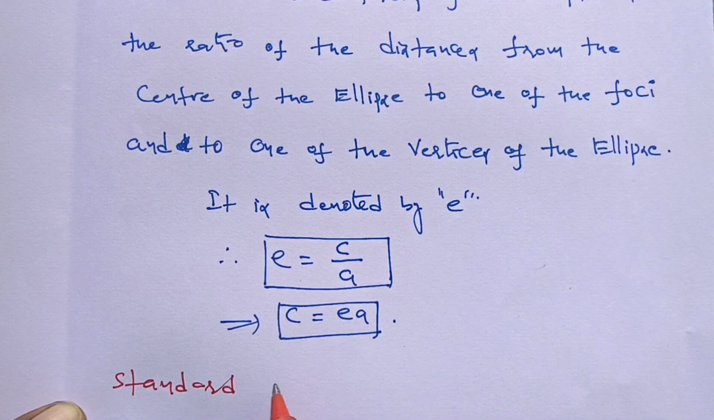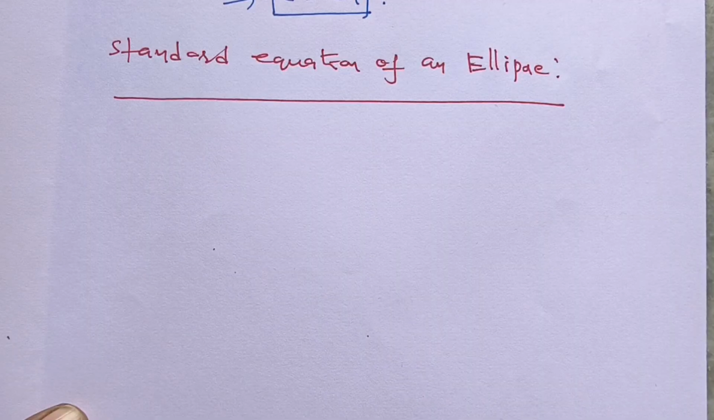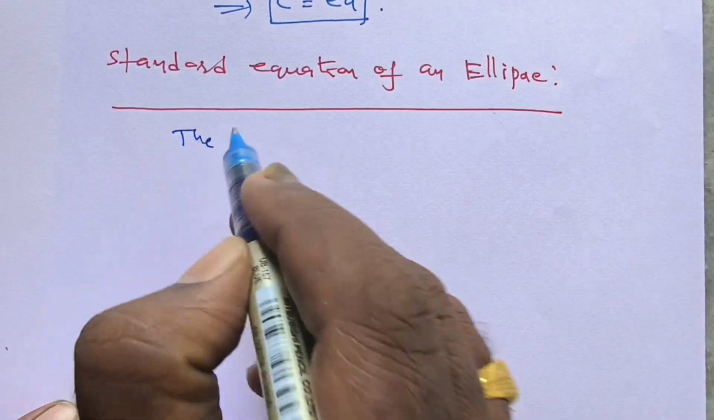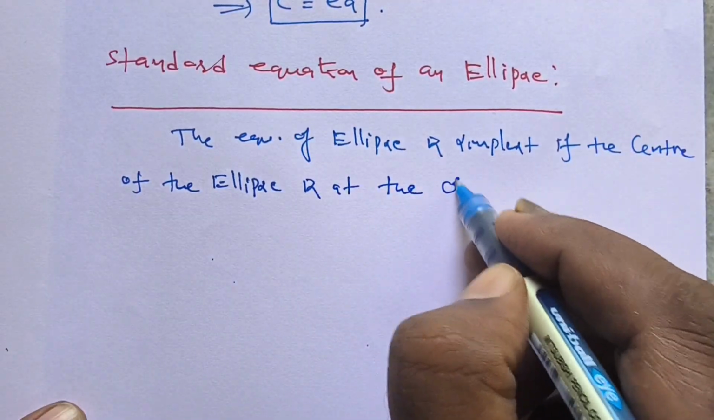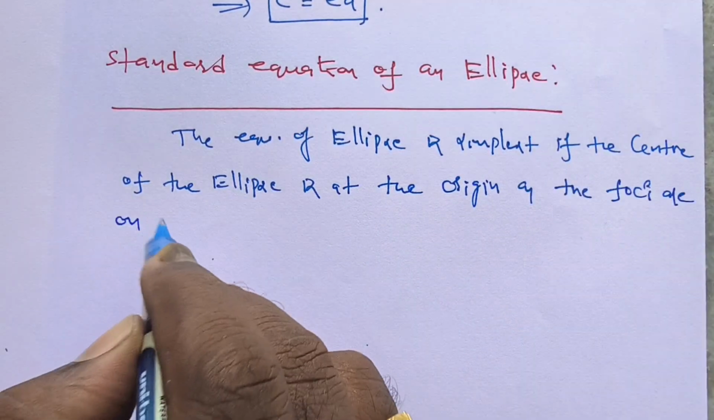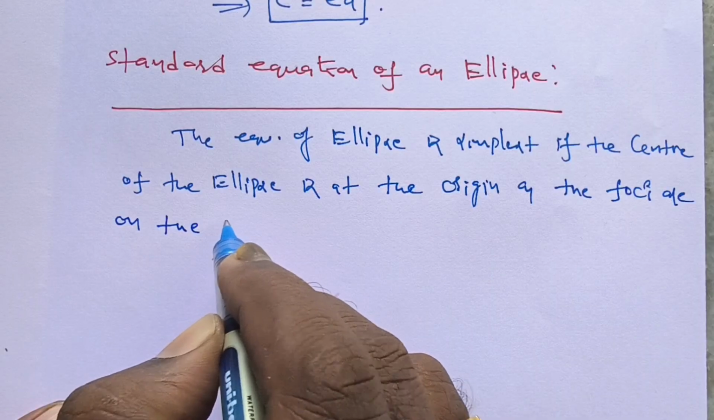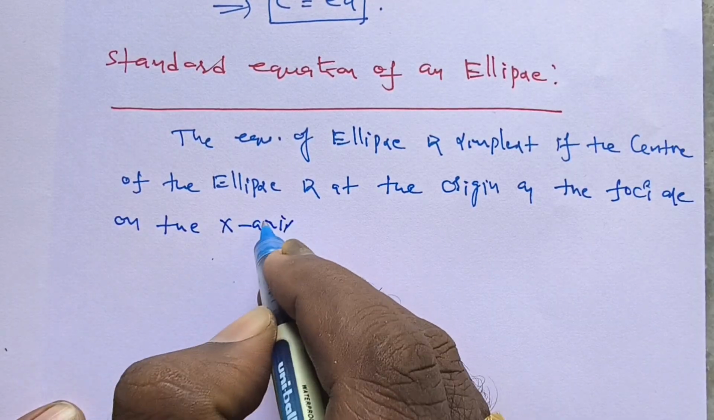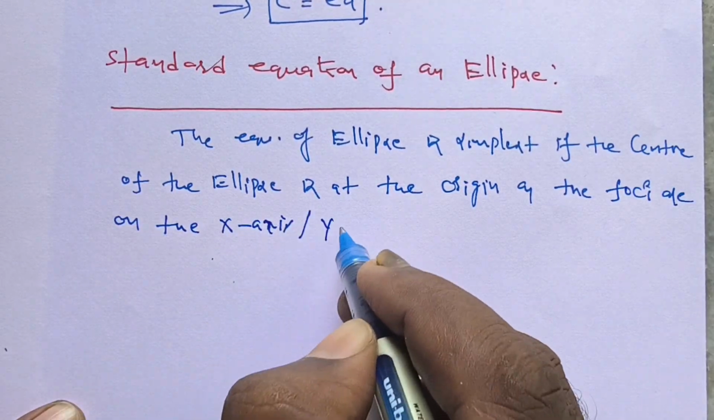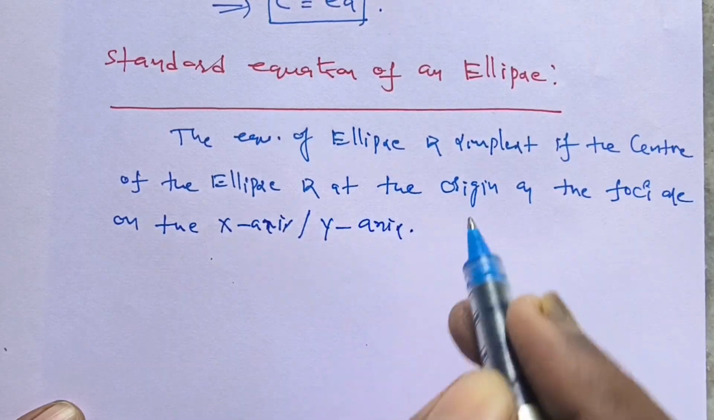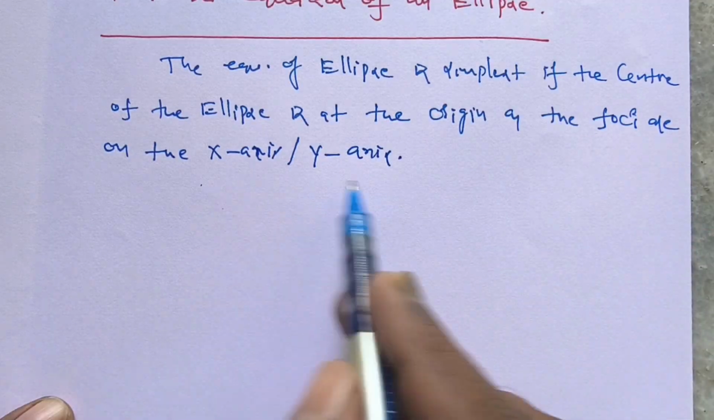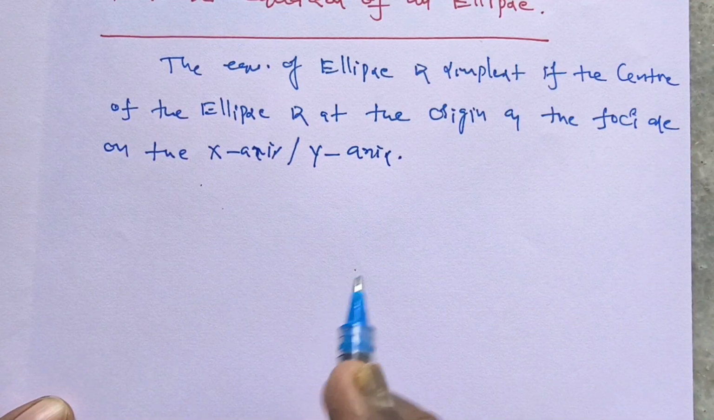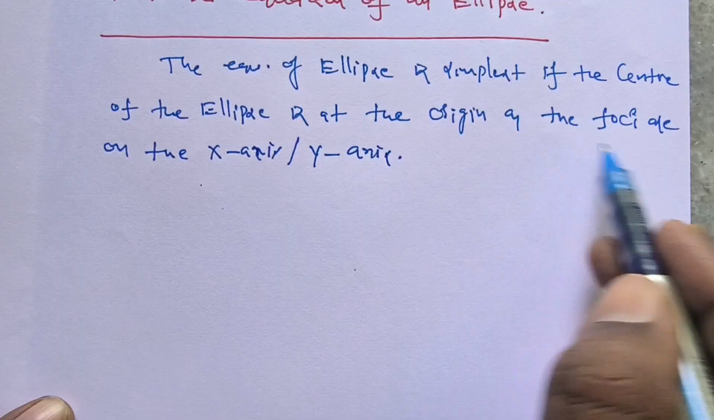This is the eccentricity formula. From that we have c equals a times e. Now we derive the standard equation of an ellipse. The standard equation of an ellipse is the simplest if the center of the ellipse is at the origin and the foci are on the x-axis or y-axis.